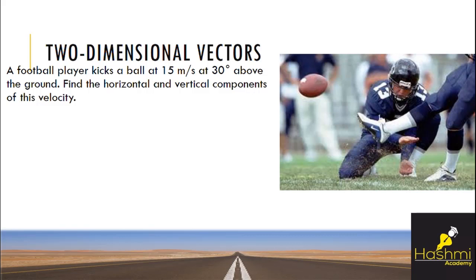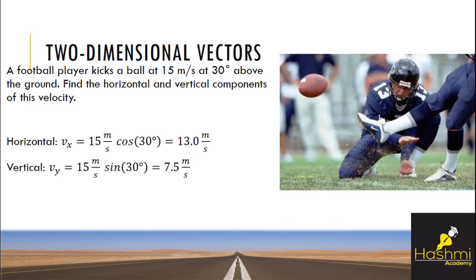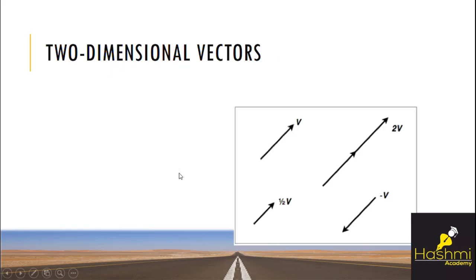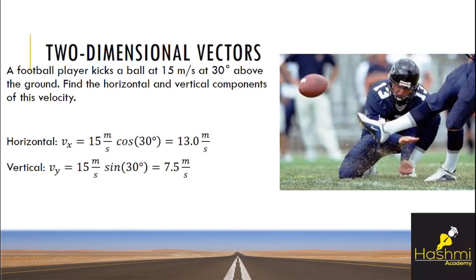Like if a football player kicks a ball at 15 meter per second at 30 degrees above the ground. Find the horizontal and vertical components. Just put the velocity magnitude as 15 meter per second. If horizontal is asked, then 15 times cosine of theta, that is 30 degrees. So this would give you 13 meter per second. And if I'm going to calculate the vertical component, this would be 15 times sine of 30. That would give me 7.5 meter per second.